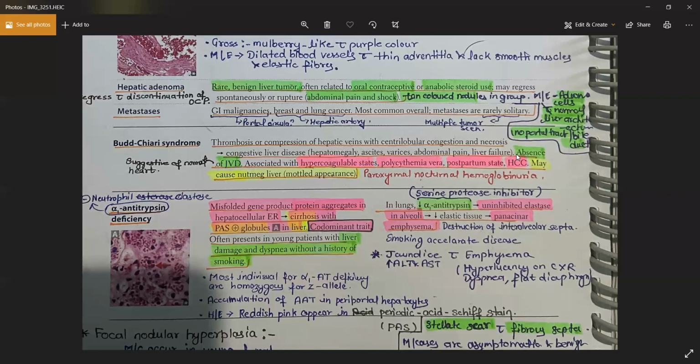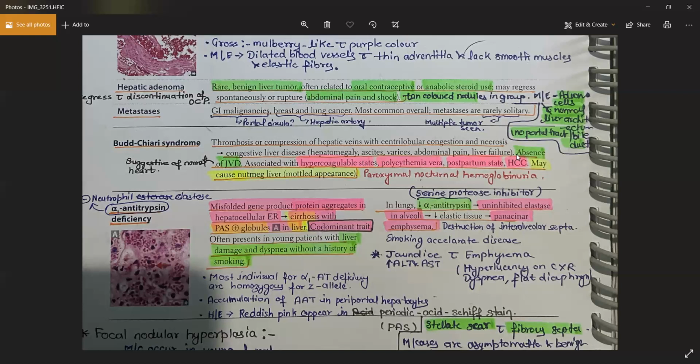In hepatocellular carcinoma, these cells can metastasize through the portal vein or the hepatic vein. They can block the hepatic vein and cause Budd-Chiari syndrome. You can also have Budd-Chiari syndrome in paroxysmal nocturnal hemoglobinuria. And what you will see is the nutmeg liver, which is a mottled appearance. A lot of swelling would be there in the liver, the hepatomegaly, right? Because of the hepatic congestion. Okay, so any doubt in Budd-Chiari syndrome so far?